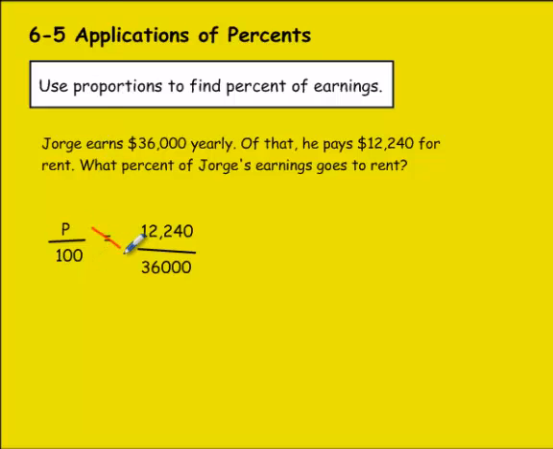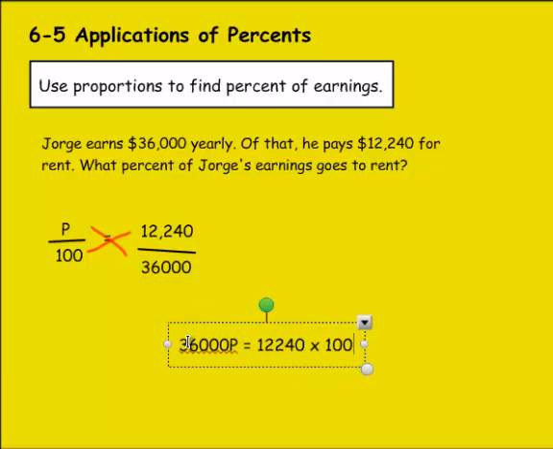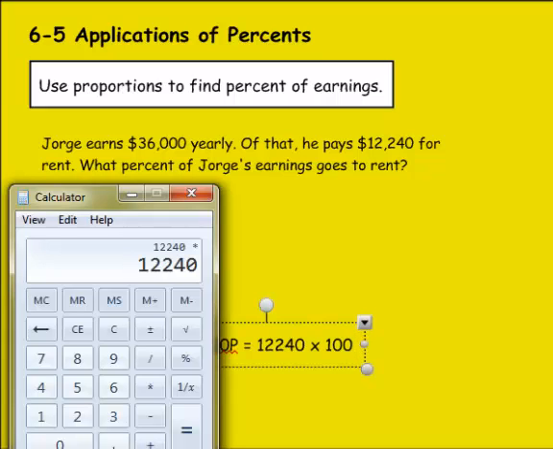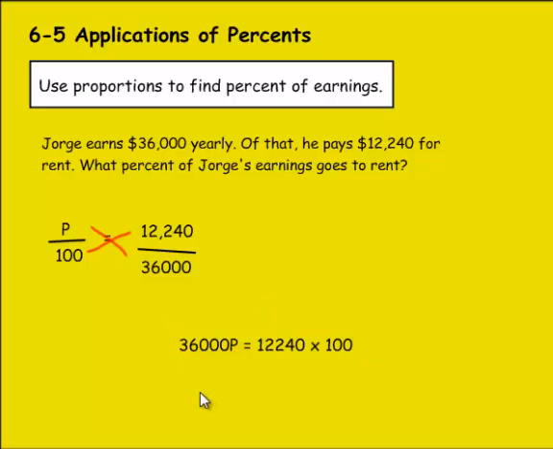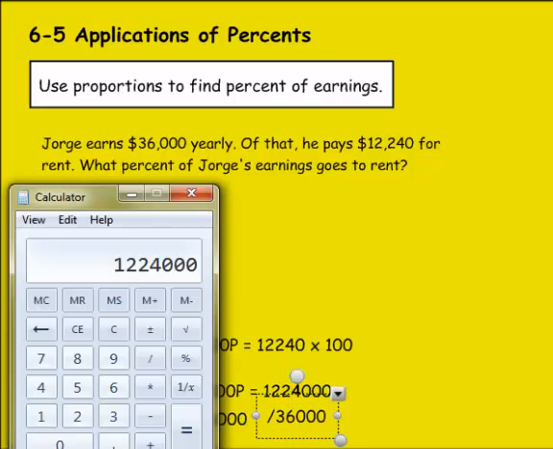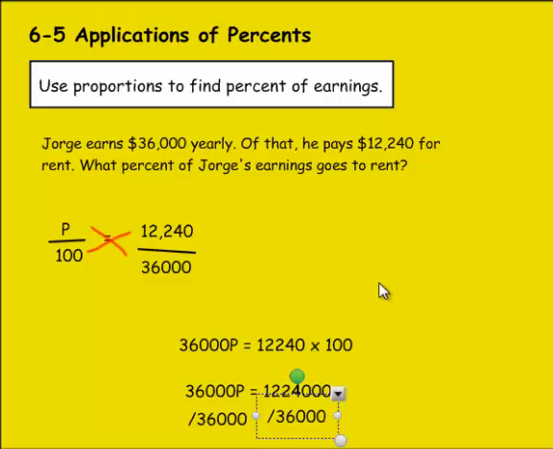So we could cross multiply P times 36,000, 12,240 times 100. So 36,000 P equals 12,240 times 100. Let's do that multiplication. That'd be 1,224,000. So 36,000 P equals 1,224,000. Divide both sides by 36,000. Then we can solve it. That'd be 34. So P equals 34. So we're left with 34 over 100, or 34%. And that'd be the percent of his wages that he pays for rent.